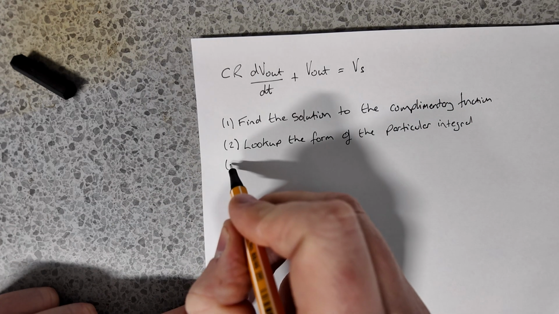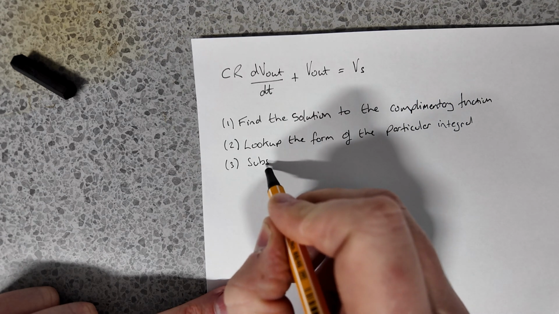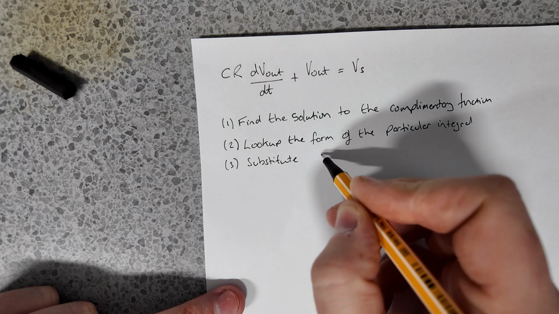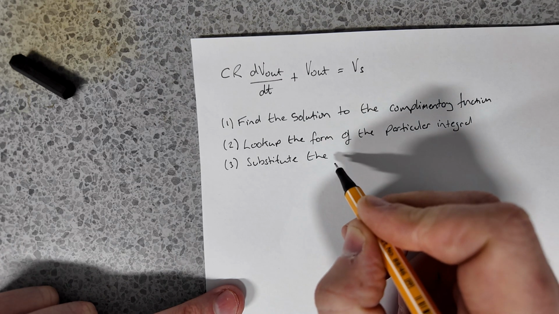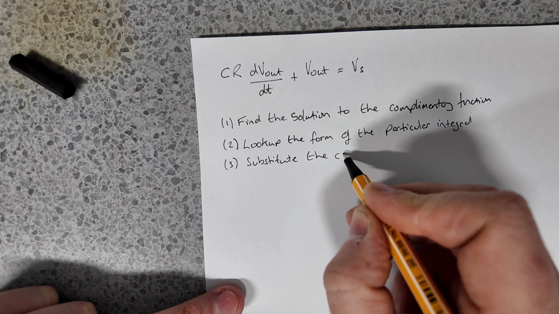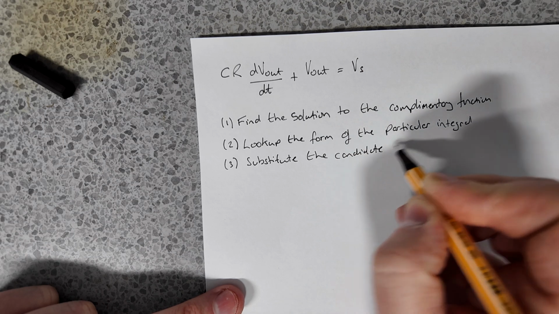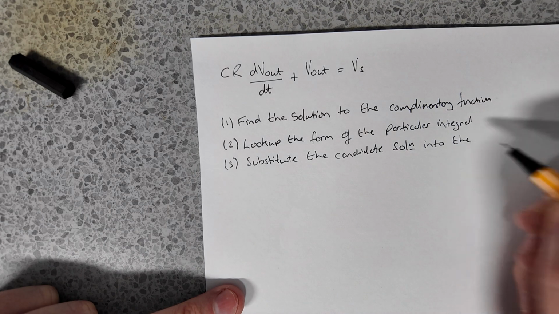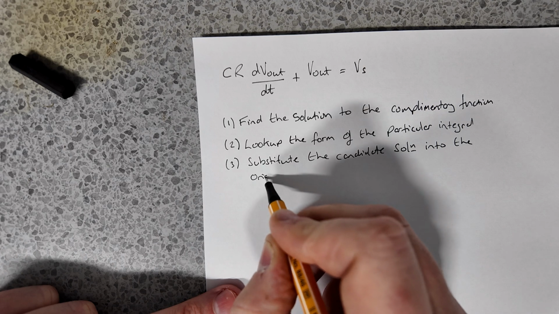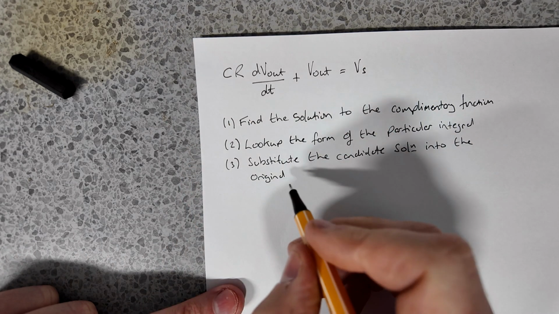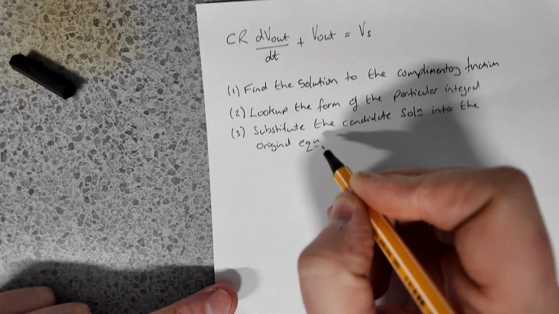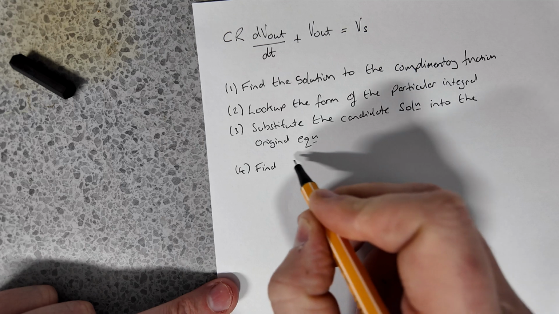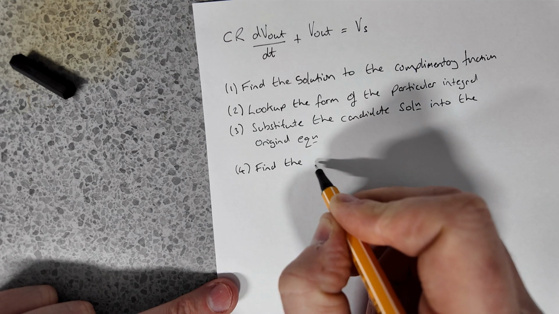Then we're going to substitute the candidate solution into the original differential equation. And then we're going to find the value of the particular integral. All of these steps will become clear in a minute.